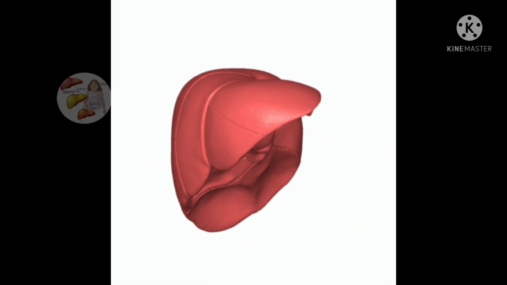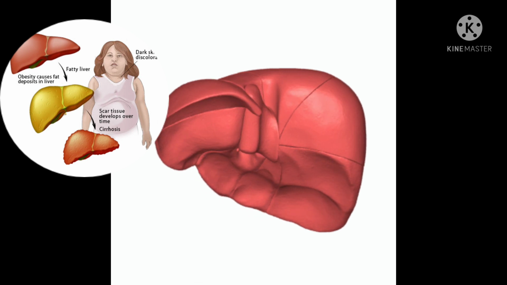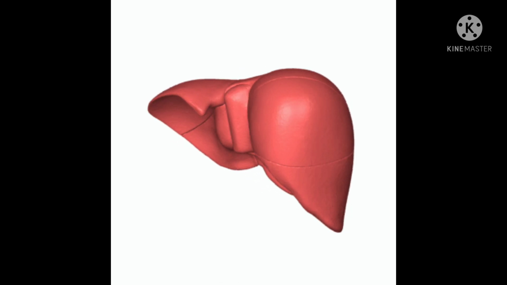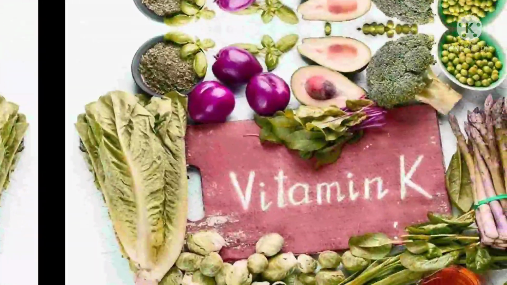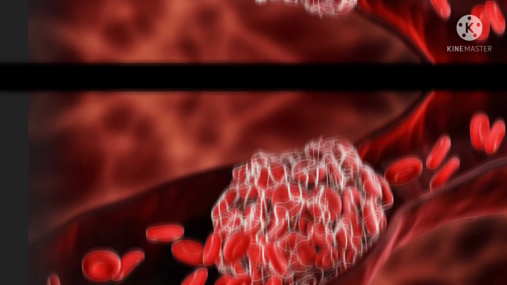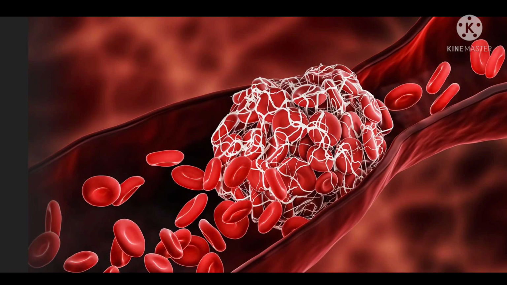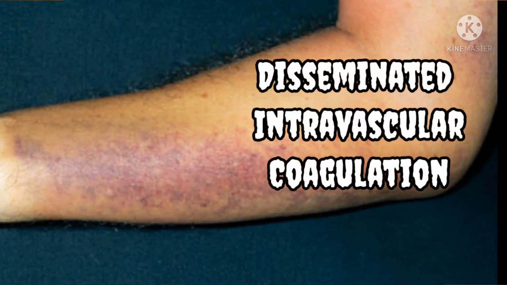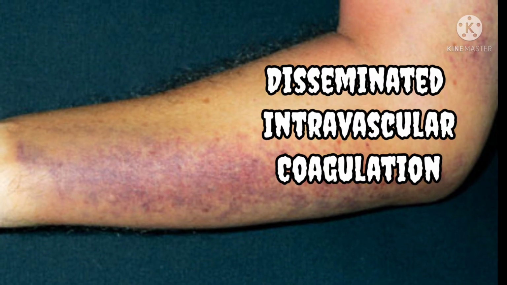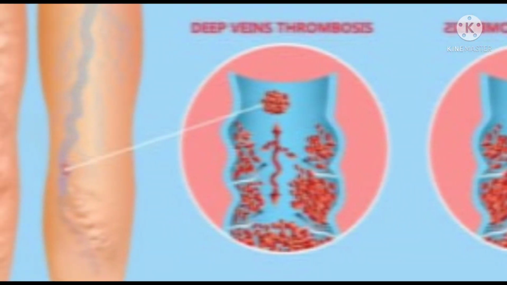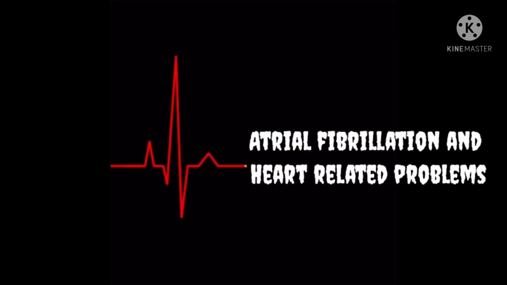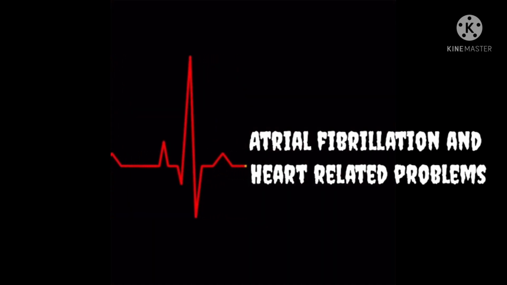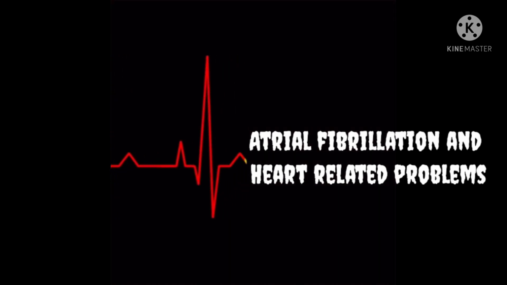As prothrombin is synthesized in the liver, any problem associated with the liver may lead to an increase in prothrombin time, and also in people with vitamin K deficiency, coagulation factor deficiencies like factor 7 deficiency, in conditions with DIC, disseminated intravascular coagulation, conditions with deep vein thrombosis, atrial fibrillation and problems associated with the heart. In these conditions, the prothrombin time will be increased.